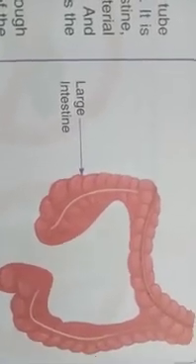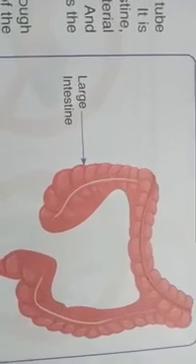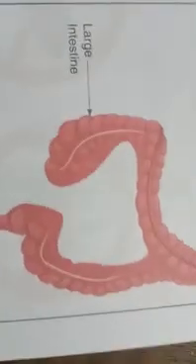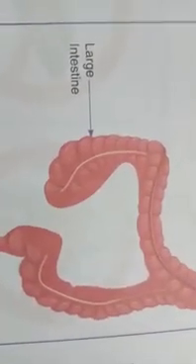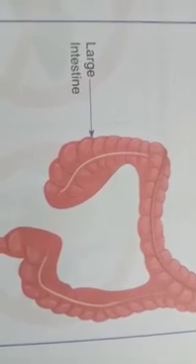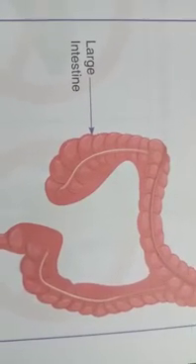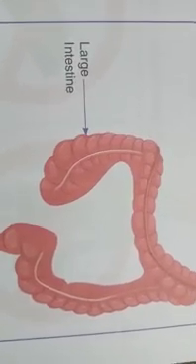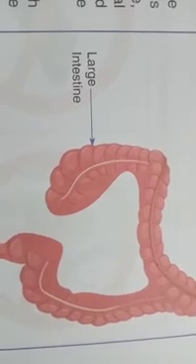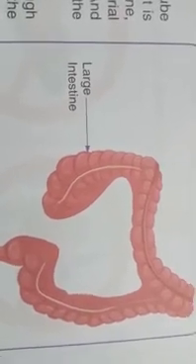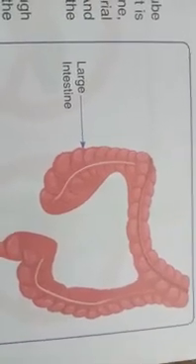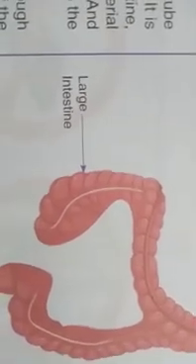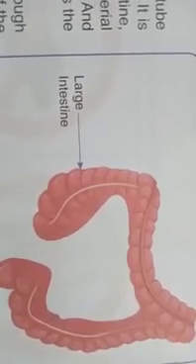Okay children. So this large intestine absorbs the water from the waste material that comes from our small intestine. So children, what is the function of our large intestine? It absorbs water from the waste material that comes from our small intestine. And finally, this waste material is pushed towards the anus.